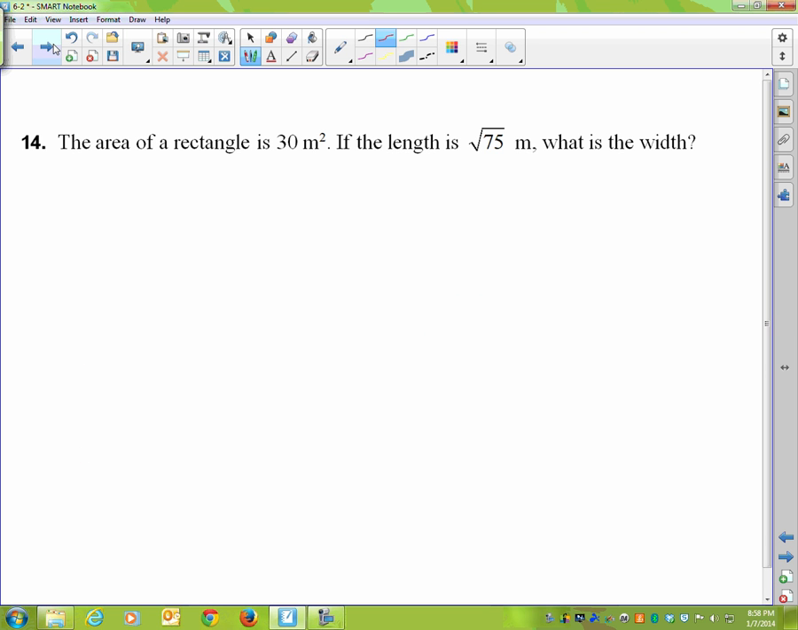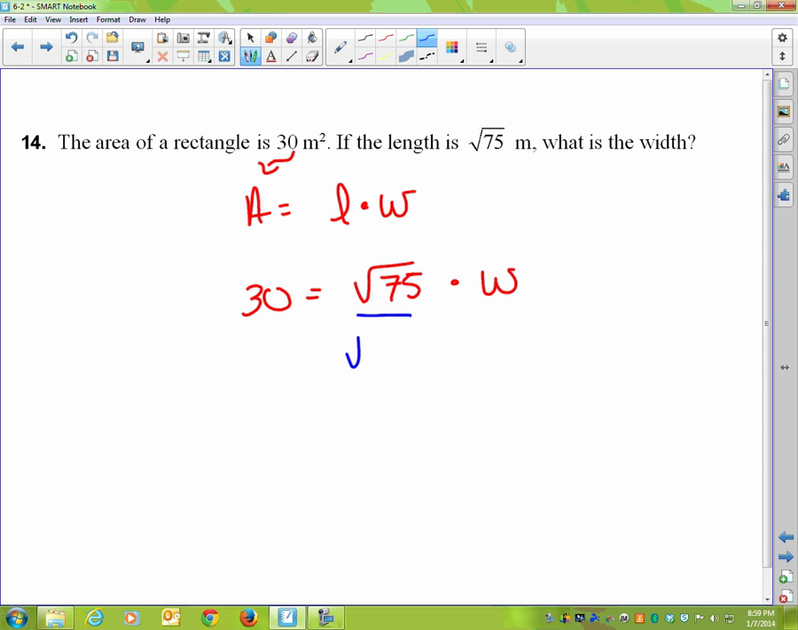And then our last problem, they tell you the area of the rectangle. So again, area is length times width. My area is 30. My length is the square root of 75. And I need the width. So we are going to divide by the square root of 75.